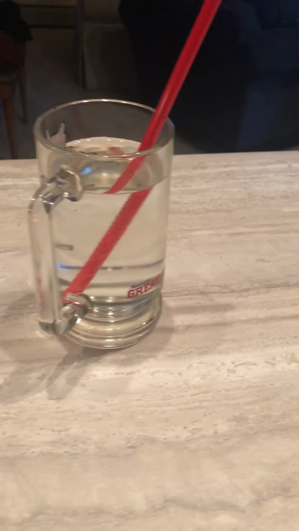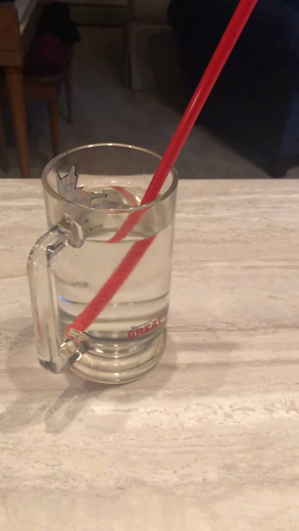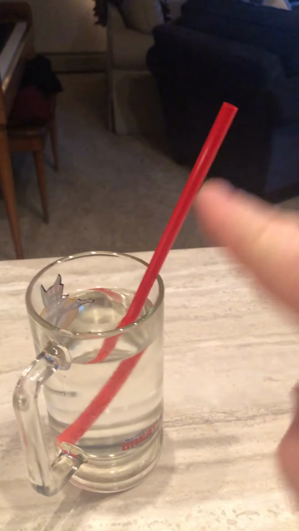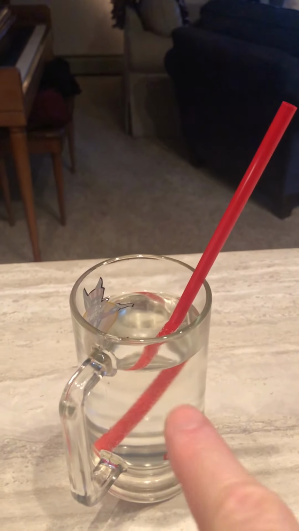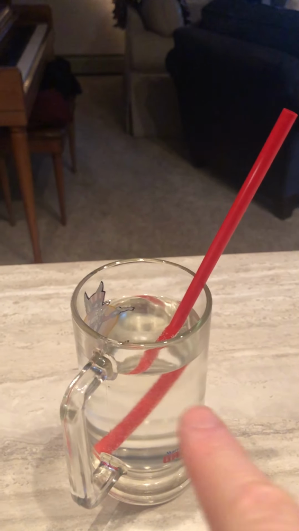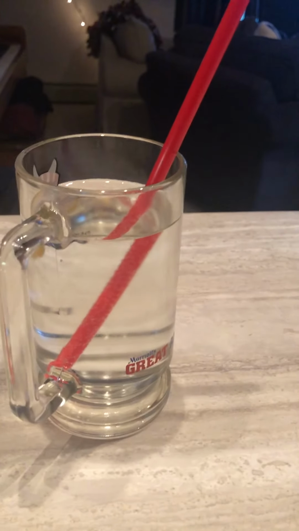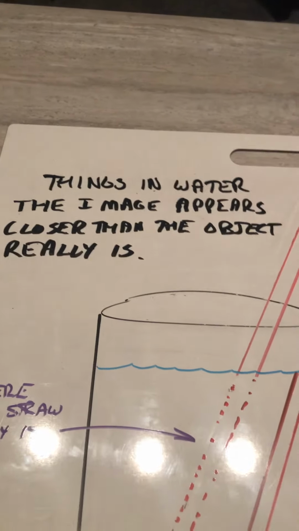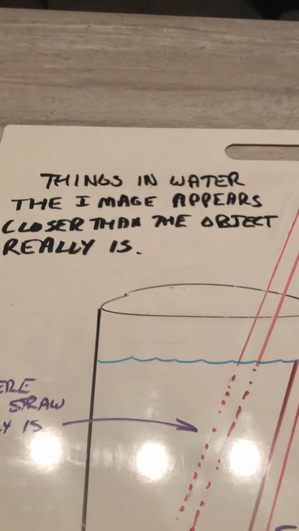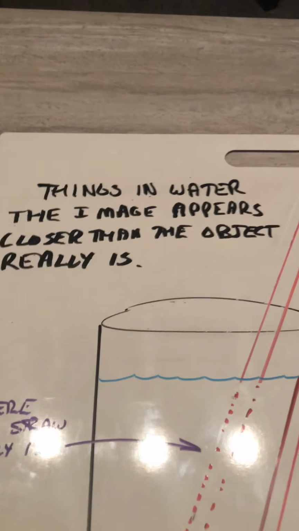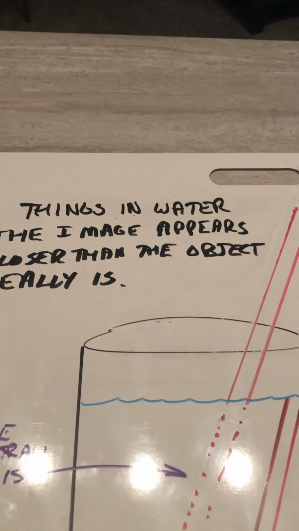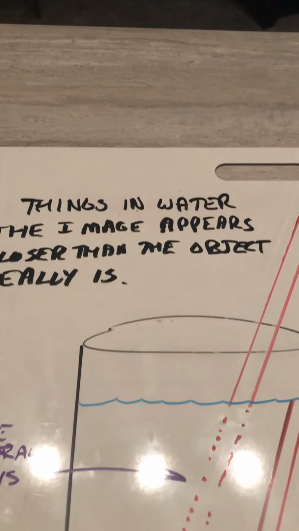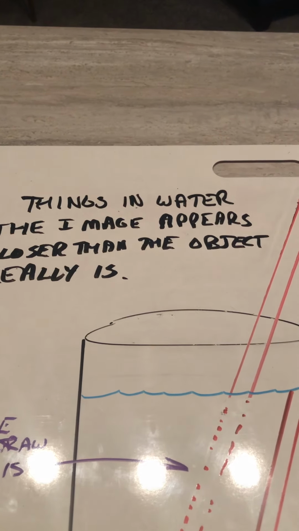But we see the broken or bent soda straw effect because you're seeing this straw where it really is, and you're seeing an image of the straw where it really isn't. So how is this produced? Well, things in water, because of the refraction of light, always appear closer than the object really is. If you drop a coin in a pool of water, it's going to appear to be inches closer to the surface of the water than it really is.